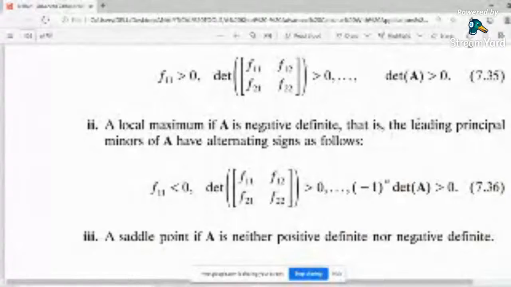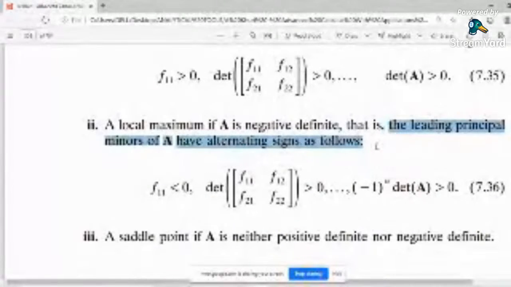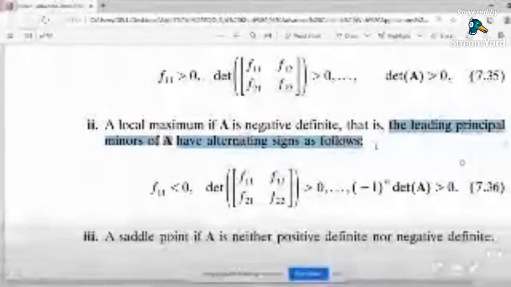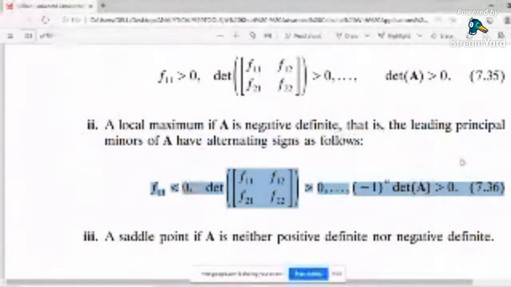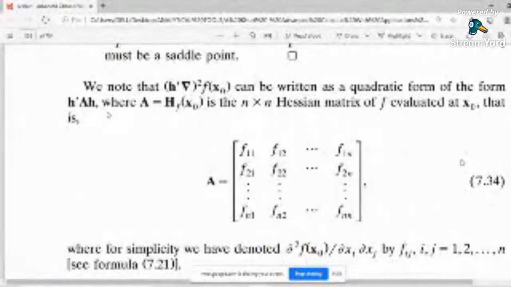The leading principal minors of A alternate in sign. That is the condition for negative definiteness. When this condition is satisfied, what happens? We can say that this is negative, less than 0. When this is less than 0, actually this is less than 0.